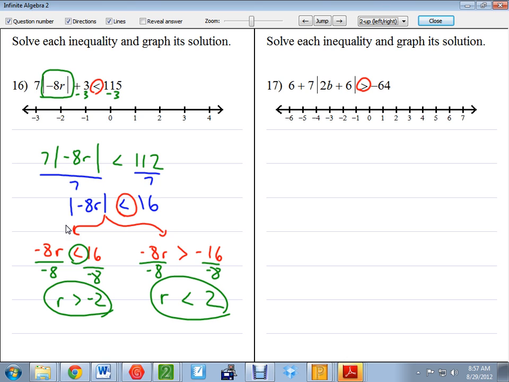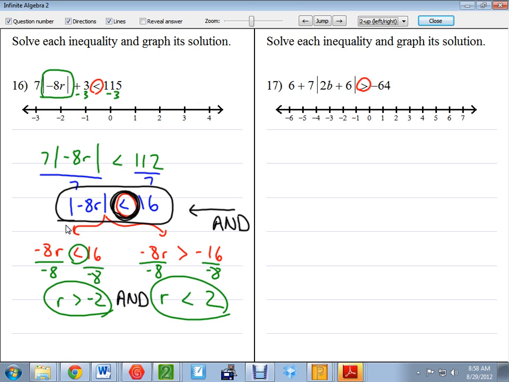Now the question is, is this an "and" or an "or" graph? And we can tell that from the equation where the absolute value is by itself. We always want to look back to where we got the absolute value by itself. And if we look at the sign, less than, that will tell me what type of equation it is. Less thans are always "and," greater thans are always "or." So this is an "and" equation.